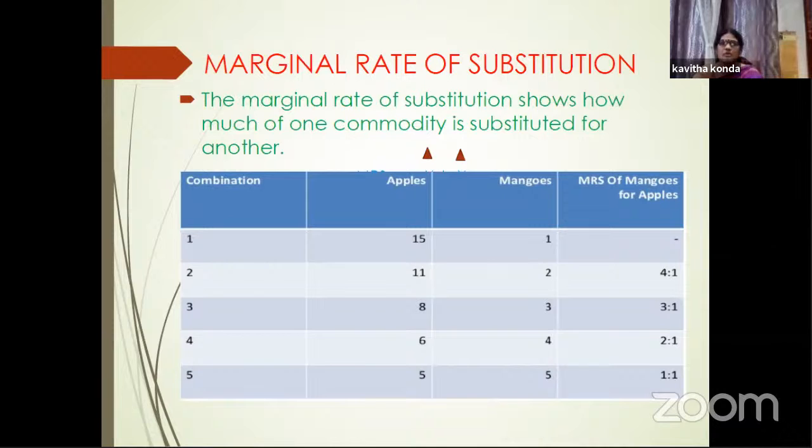Why? Because he wants more mangoes. It is his preference, a scale of preference. He can choose according to his choice and make his preferences, and the combinations will give equal satisfaction. That's why he is indifferent between these two combinations.